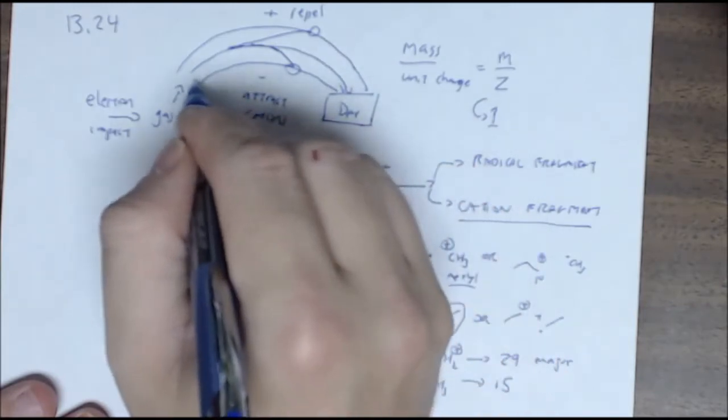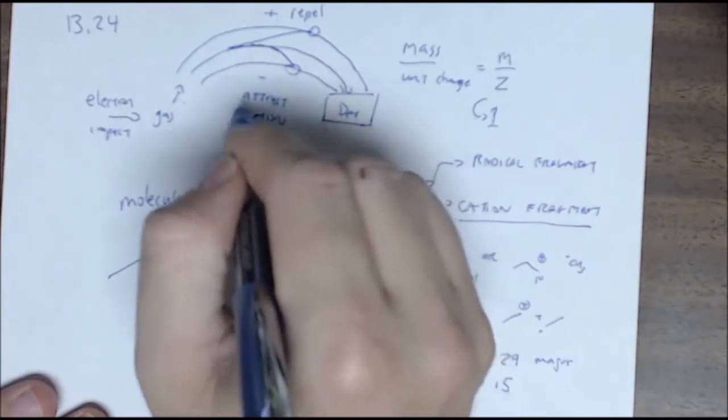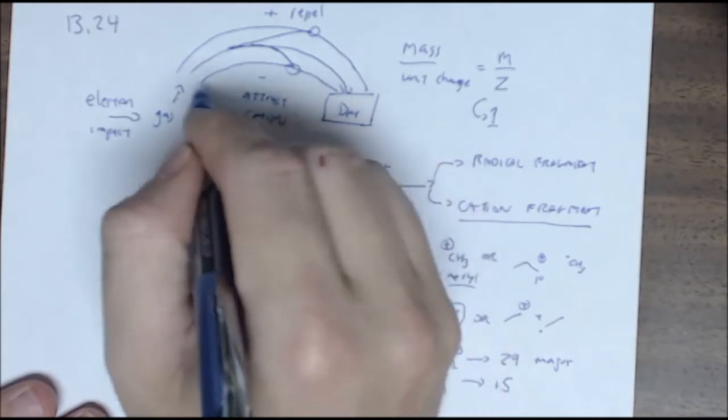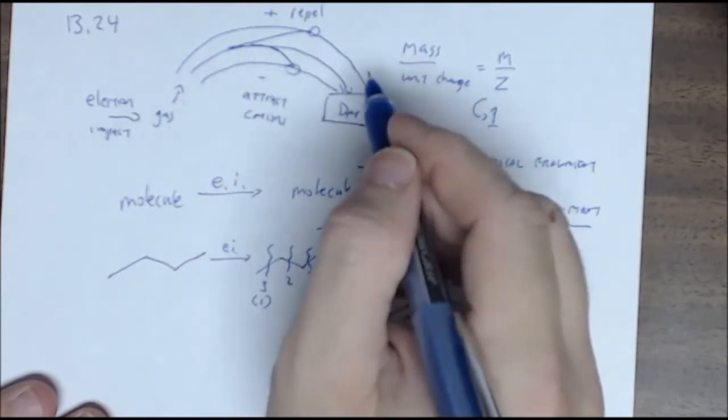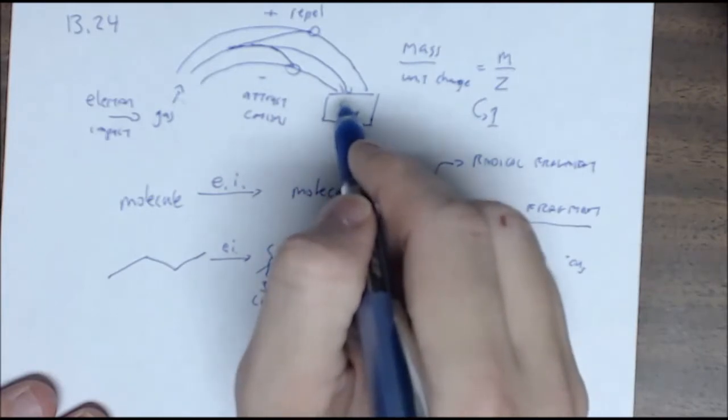If it's too light, it gets attracted too quickly to the negative side, and then it also gets knocked away. It doesn't get to the detector. Only things that are in the Goldilocks zone, that have just the right mass, are going to be able to come through and hit the detector.